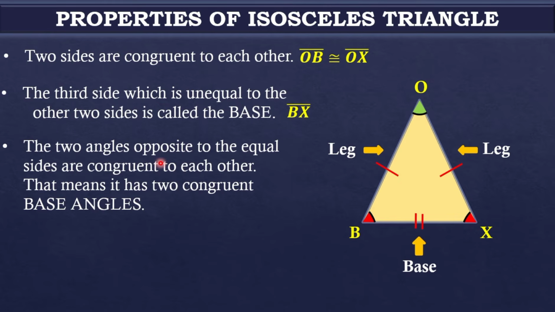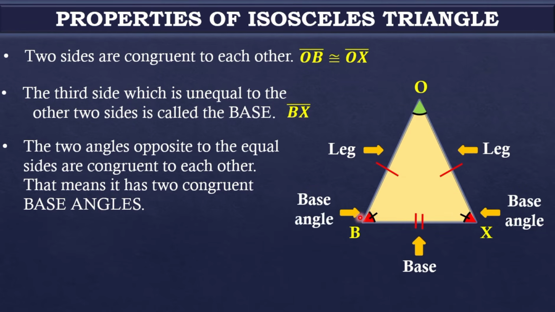The two angles opposite to the equal sides are congruent to each other. So, that means that it has two congruent base angles. Tatandaan na kapag yung two sides ng triangle natin ay congruent, ibig sabihin yung angle na opposite ng mga sides na yon, ng congruent sides na yon, are also congruent. So, since congruent itong dalawang sides mo, yung opposite angle niya at opposite angle nito congruent din. Okay? So, congruent po yung ating mga base angles. So, anong mga angles ang congruent dito?